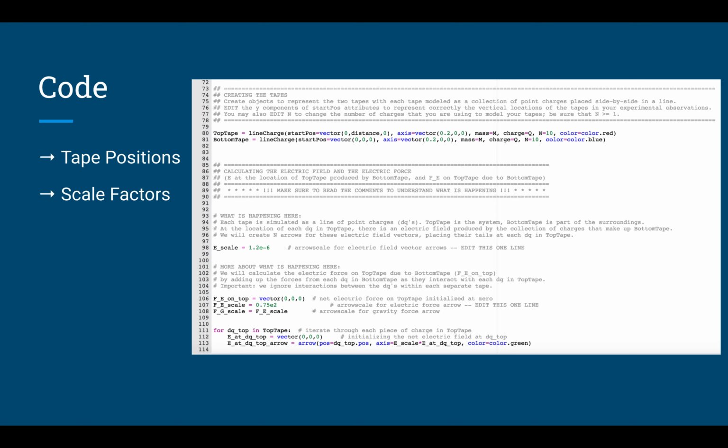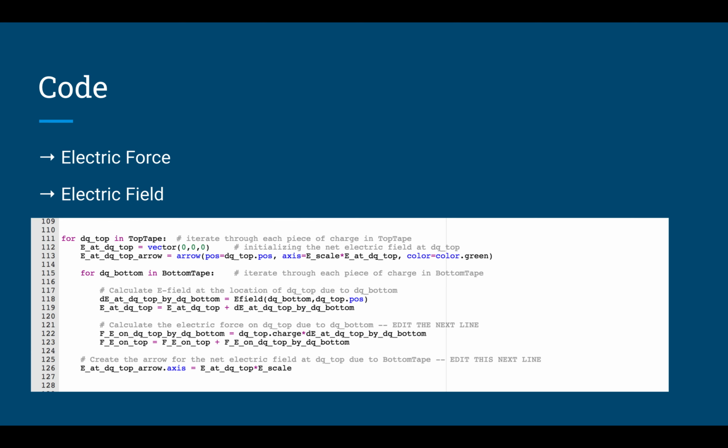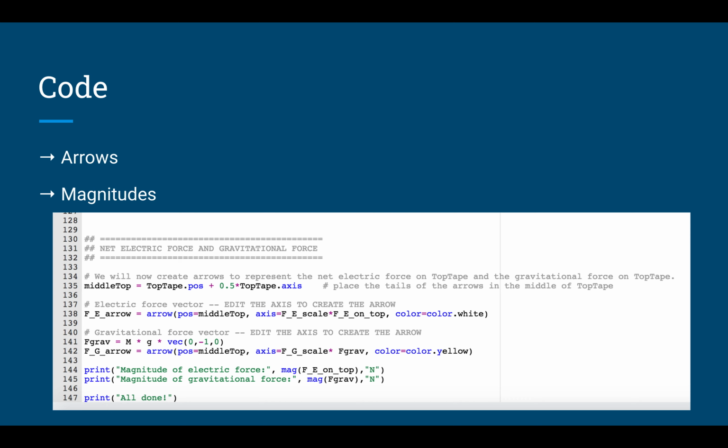In lines 98 and 107, I edited the scale factors for the electric field and the electric force arrows. The two for loops here iterate through each point charge in the top and bottom tapes. In line 122, I outlined the code for the electric force, and in line 126, I outlined the code for the electric field. Finally, I edited the code for the creation of the arrows representing the gravitational and electric force vectors, which you can see in lines 138 and 142. I calculated the force of gravity by doing the mass times the gravity constant multiplied by a negative direction.